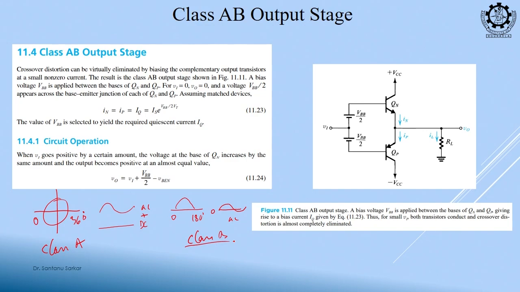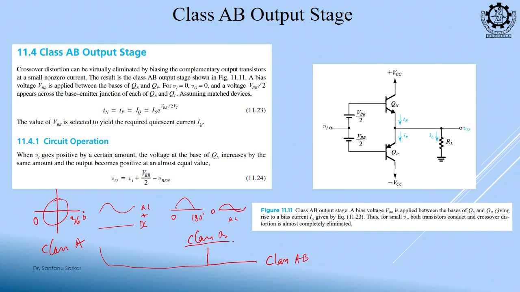Now, in class B, we found that its efficiency is improved, but it has crossover distortion. Why? Because at the zero crossing it does not get its VB on, and it goes off for a certain dead band. So, how can we overcome that problem? We will have to combine both of them and make it a class AB.